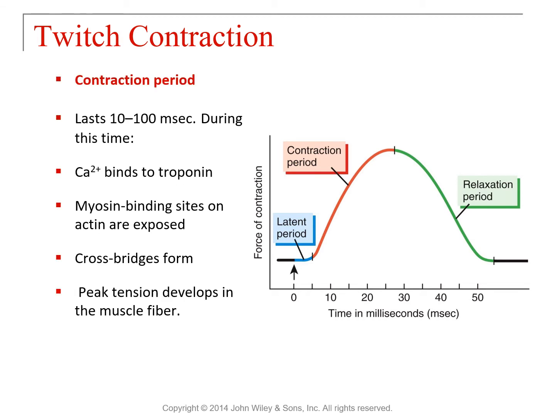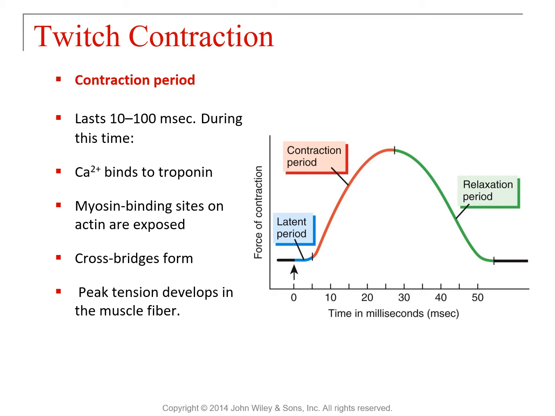The contraction period lasts about 10 to 100 milliseconds. During the contraction period, you have a number of things happening, and these are things that we've seen in the previous videos. I said that the latent period is the time between the start of an action potential at the edges of the motor end plate and when calcium is released from the sarcoplasmic reticulum. So now we pick up after calcium is released from the sarcoplasmic reticulum.